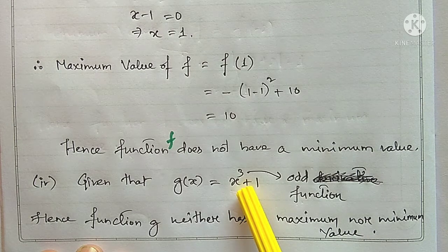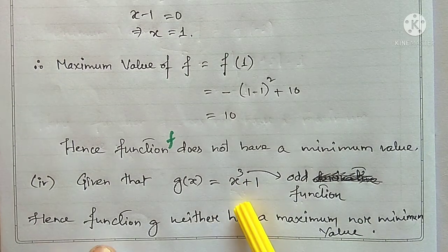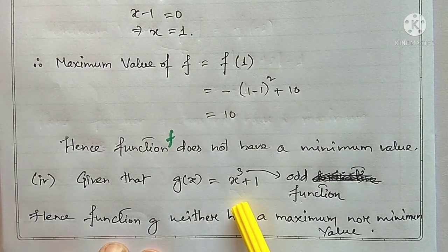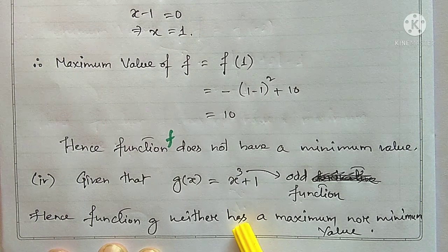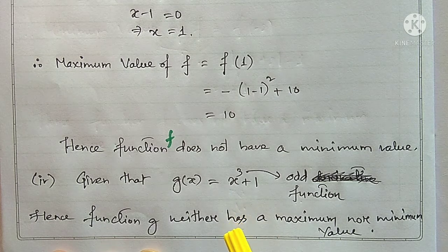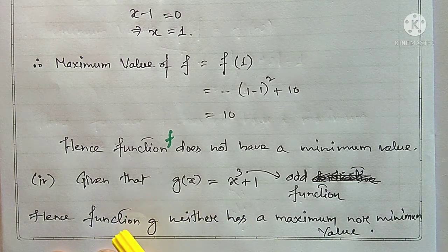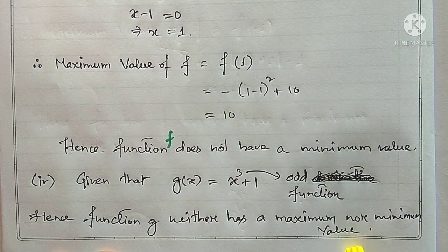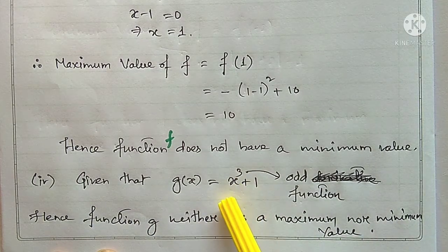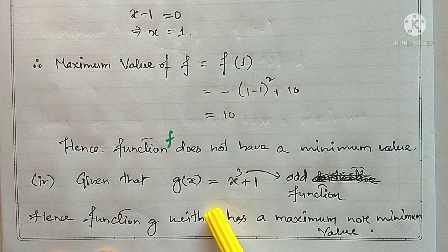If x is negative, then we get a negative result. So we can't say anything here, whether it is positive or negative, or whether it is greater than or less than. Only for that reason, our conclusion here is that function g neither has a maximum nor a minimum value, because we can't predict whether x cube is a positive value or a negative value.